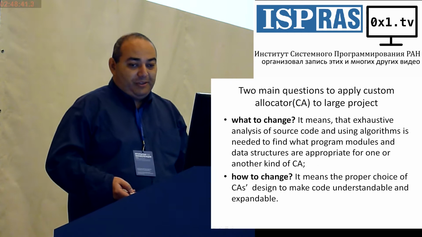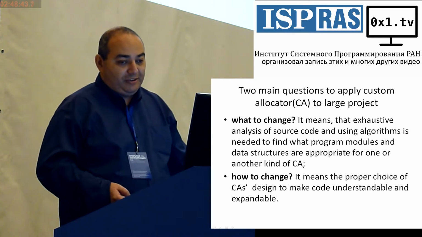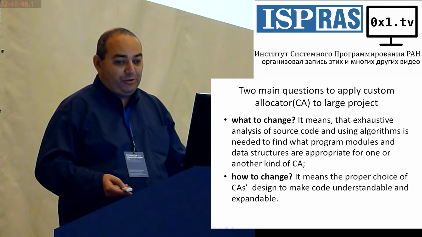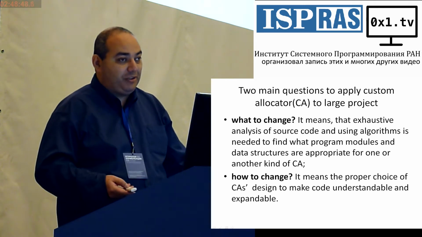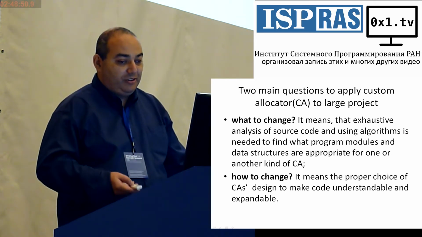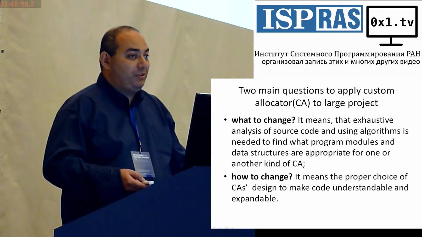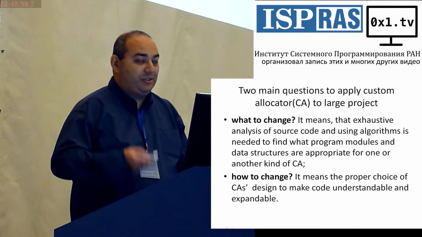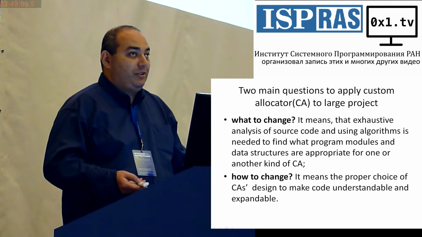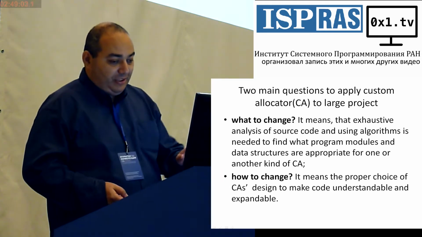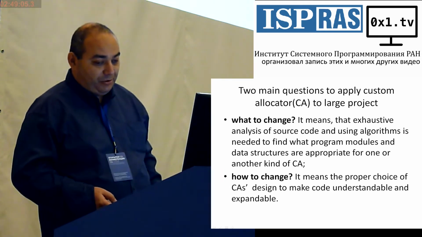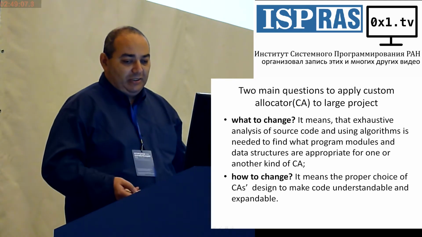What to change? To answer this question, we need analysis of the source code and the algorithms. In what program modules and for what data structures can we use various types of allocators? Where and how, and what type of it. How to apply this is the next question.